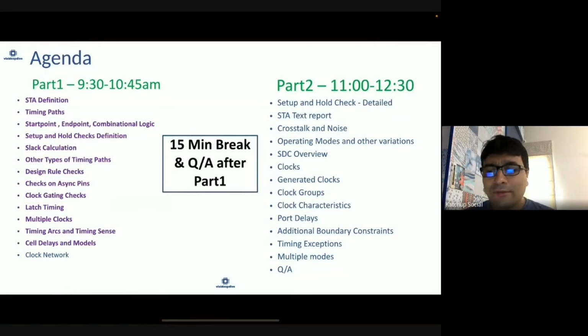So let's understand a few more terminologies. We understood what are timing arcs and timing sense. Let's understand how the cell delays are calculated and what are the models, and some clock network effects. And then we'll revisit setup and hold check in more detail with all these effects into place.